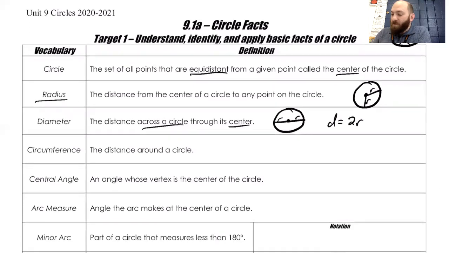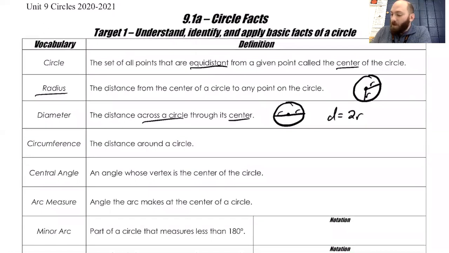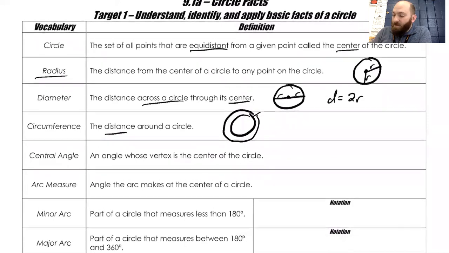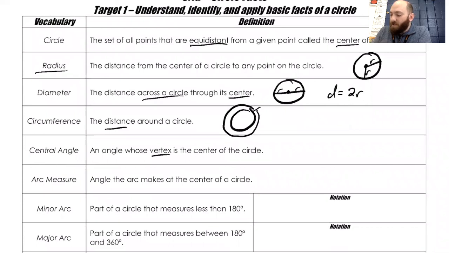Circumference, that is the distance around a circle. So if I draw my circle, and let's say you started here and walked in a circle around, how far did you walk? That's what we're talking about for circumference. Central angle, an angle whose vertex is at the center of the circle. Remember, the vertex is the point where the two rays meet. So if I do this, here's my center, and I draw in 2 radii, that's what creates my central angle like that. So that's my central angle.